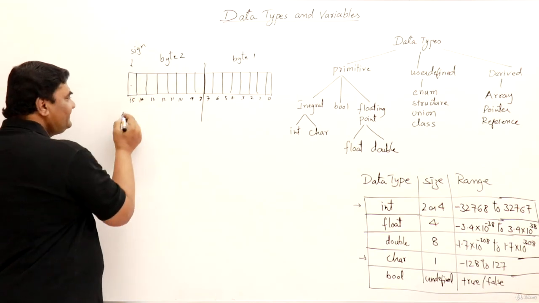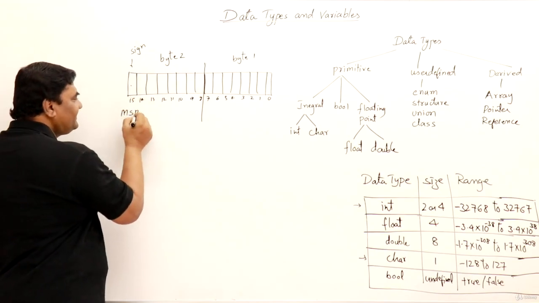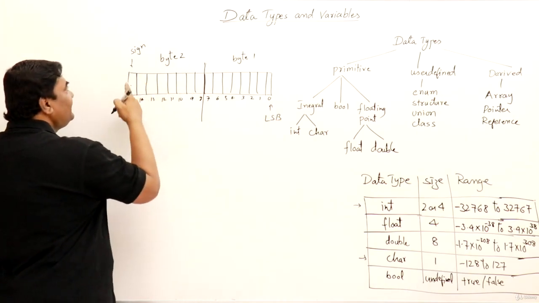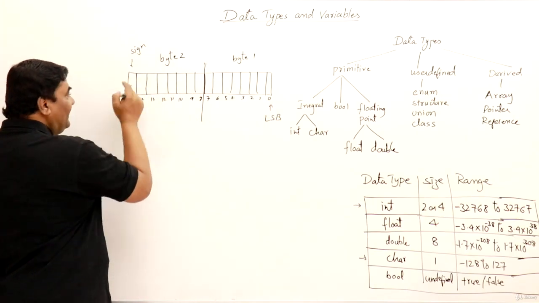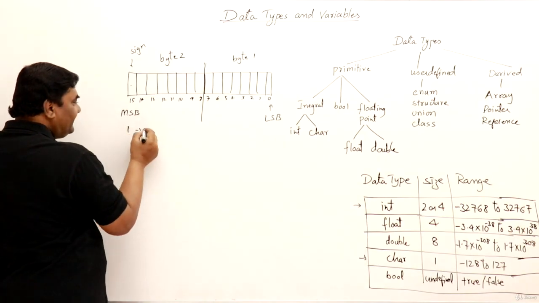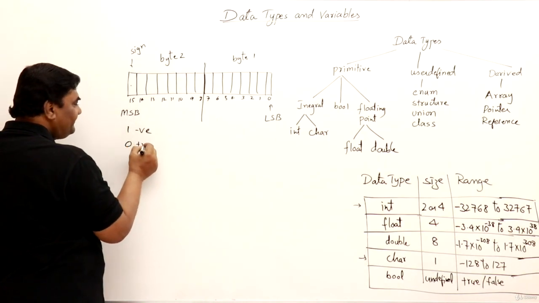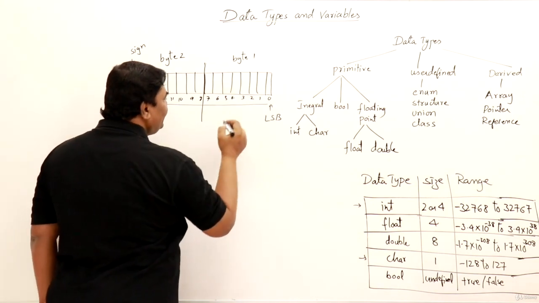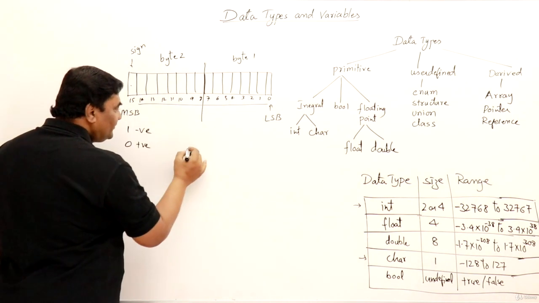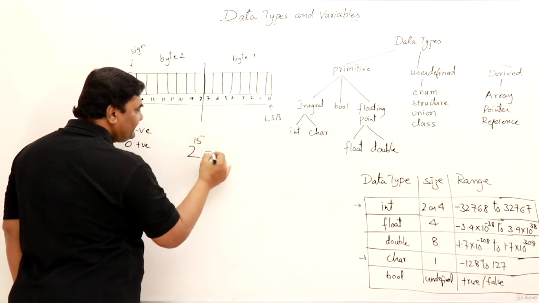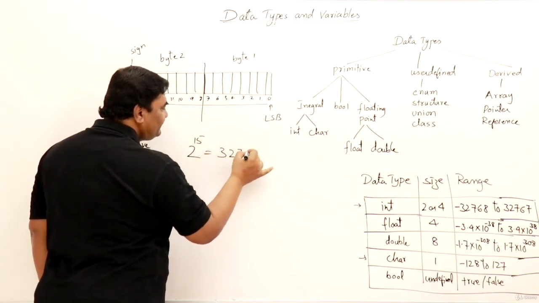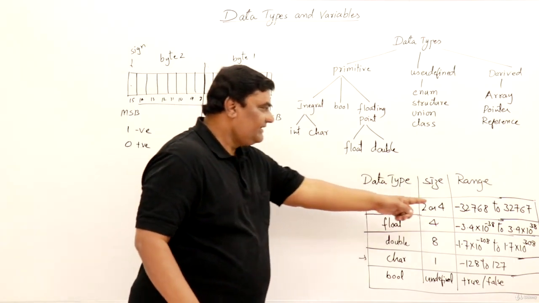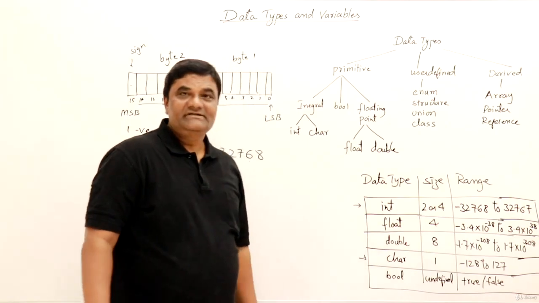One of the bits is called the most significant bit, and this is called the least significant bit. This bit is reserved as the sign bit. If that is 1, the number is negative. If that is 0, the number is positive. Then how many bits are remaining for writing a number? Only 15 bits, 0 to 14. So 2 power 15 is 32768. This is how it is, 32768, and positive up to 32767.